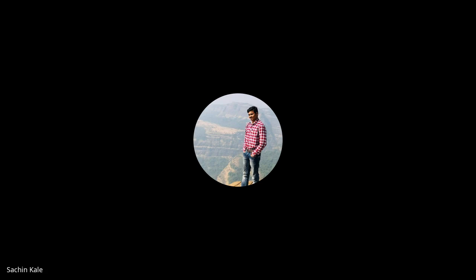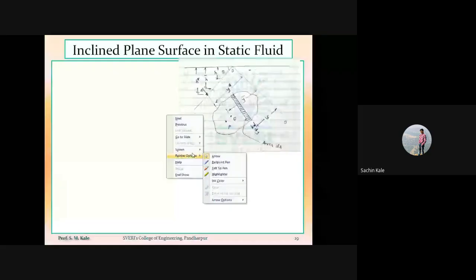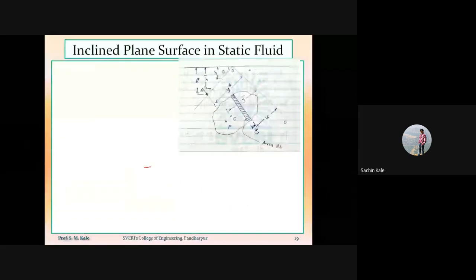So we have seen the derivation related to finding out the pressure force and position of center of pressure related to the vertical plane surface, related to the horizontal plane surface, and related to the inclined plane surface. So if you see the value of F, that is nothing but total pressure force acting on each and every surface, on vertical plane, on horizontal plane, and on inclined plane. It's having the same value. And what is that value? What is the value of F?